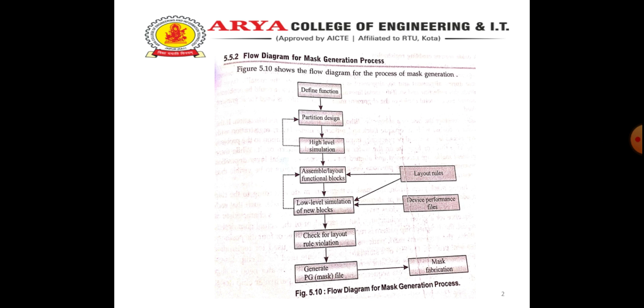Now, so far we have discussed in this unit about projection printers and optical lithography. Now we are going to discuss the mask generation process. In order to successfully perform lithography, it is necessary to make the mask first. A mask can be made by several different methods.